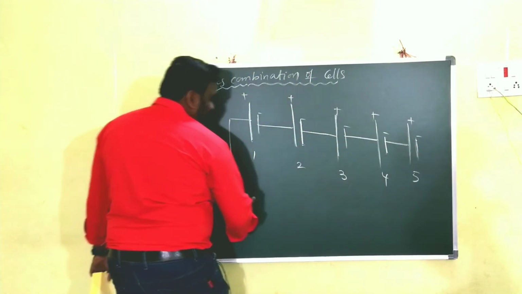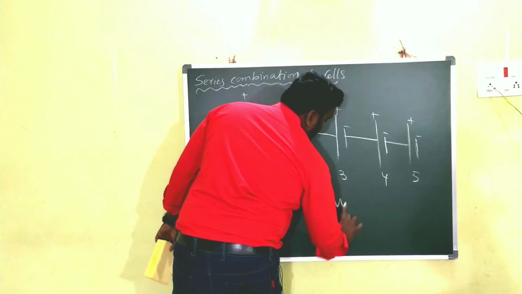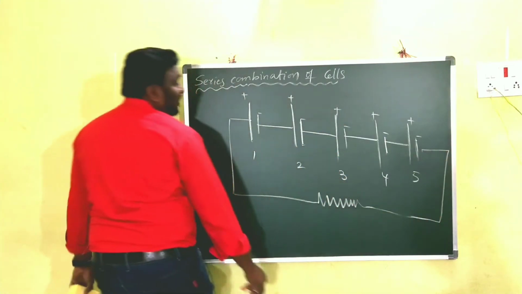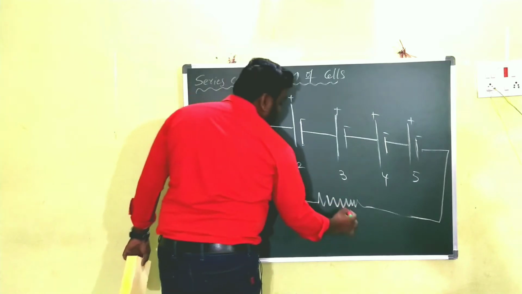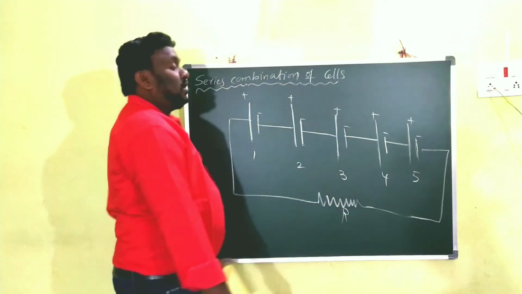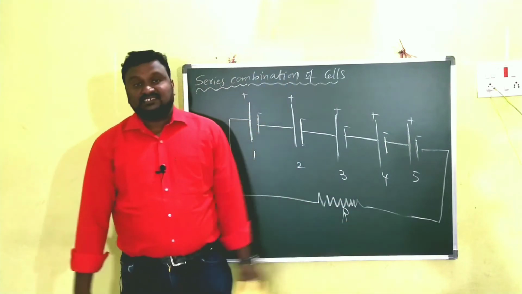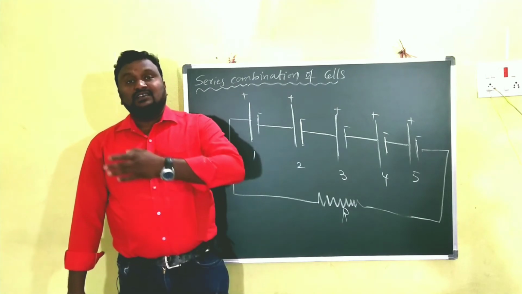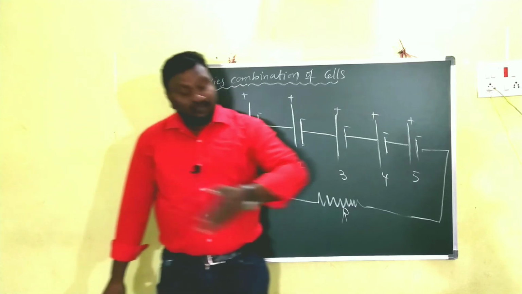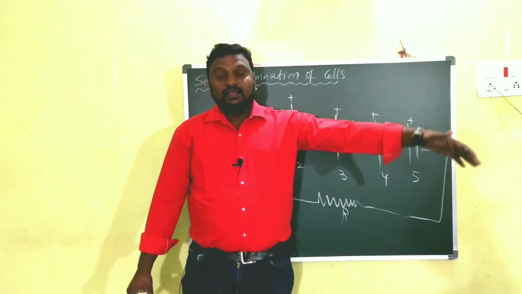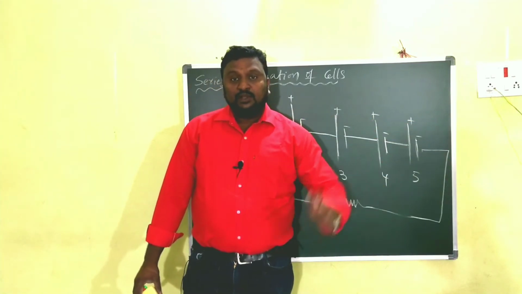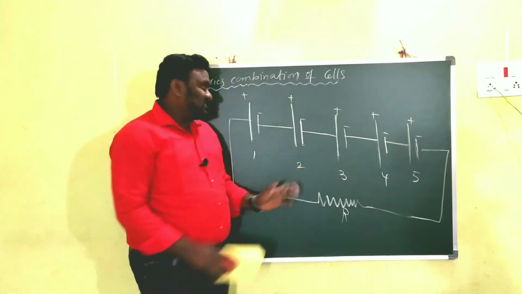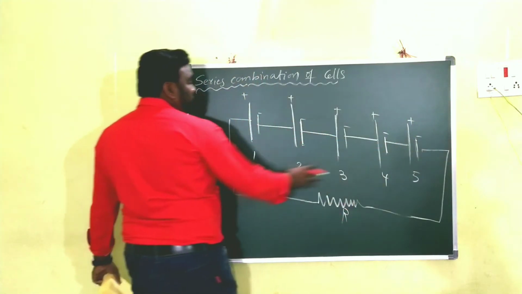In between we give some external resistance. Now it is called a series combination of cells. Clear, children? First we have to take all the cells in a row, and the negative of one cell should be given to the positive of the next one. Simply, here we have taken 5 cells.